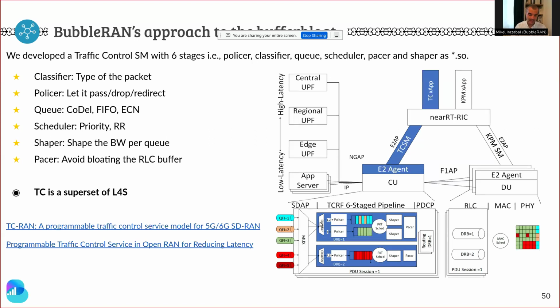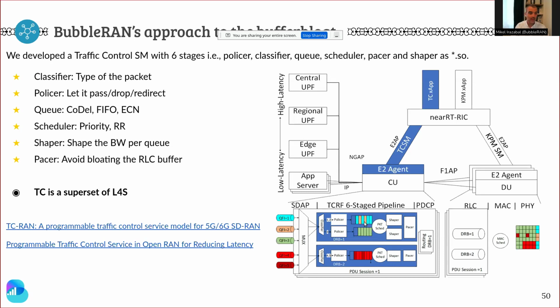The basic idea is that, first, the packets on downlink will come from the SDAP to our TC RAN function, because this is basically embedded on the RAN. So we get them into our classifier. The classifier will say which kind of packet we have, right? Then it will go through a policer. The policer will say, okay, you can go to the queue. Or maybe you redirect it to another queue because you have gone beyond the available bandwidth, or maybe just drop the packet. The third stage is a queue.